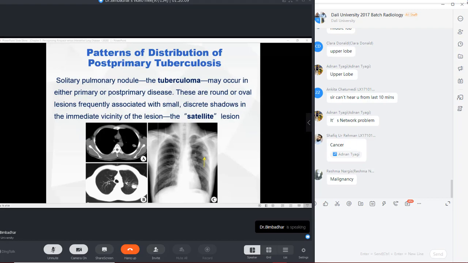spread. And a tuberculoma will eventually reduce in size with the anti-tubercular medications, right? It is a cancer-like lesion that responds to anti-tubercular medications. Okay, that is what tuberculoma is.